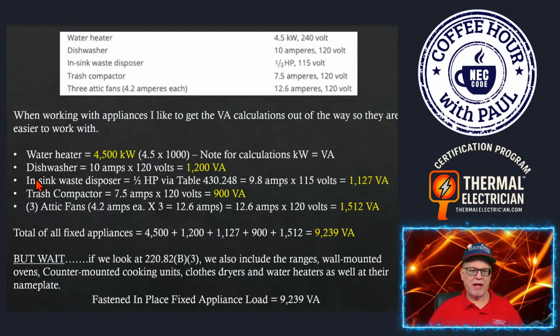Okay. All right, so that one's done. The next is that dishwasher. Now remember how we convert. Remember, Rob, how we convert is 10 amps times 120 because that's what was given to us in the question. So that is 1,200 VA. In-sync waste disposer. Now, we had to look for that half horsepower. So if you go to 430.248, because it is single phase, all right, that is 9.8 amps times the 115 because that's what's given in the question, okay?